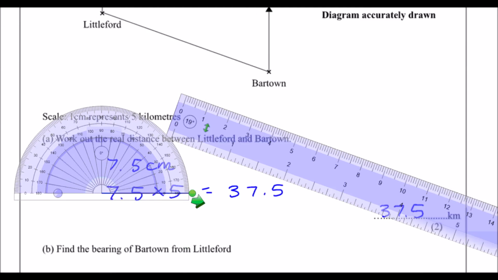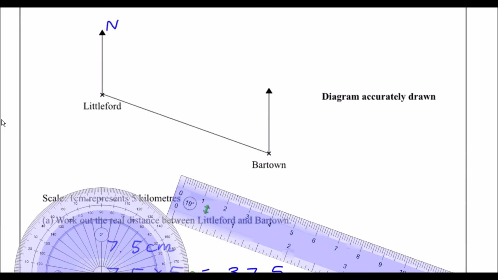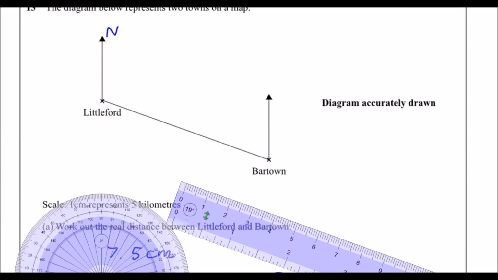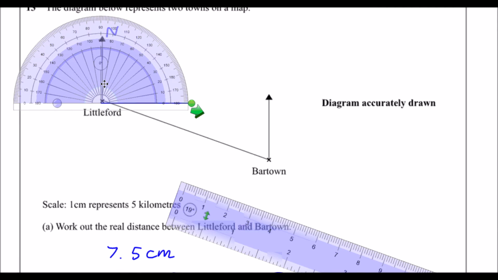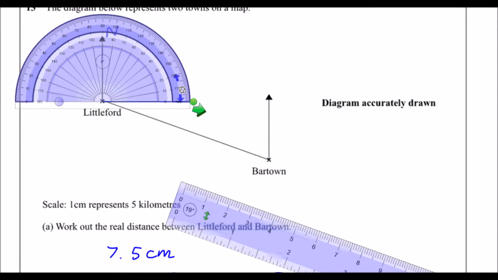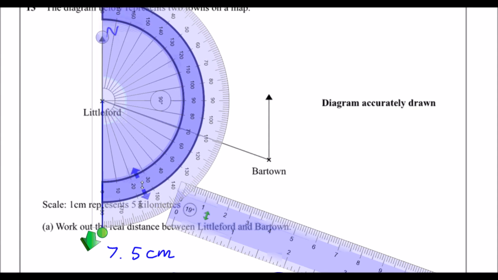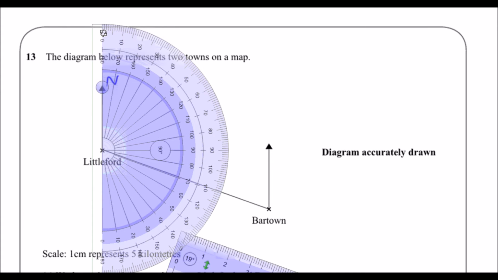And we want the bearing of Bartown from Littleford. So that means we're going from Littleford. It says from Littleford. So from Littleford to Bartown. And we're going to measure from north. So from north, that's 0 there. How far round do we have to go? And that's 109 degrees. So it's 109 degrees.